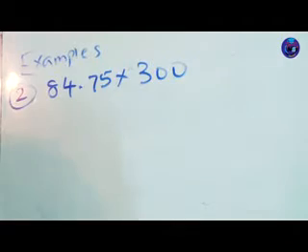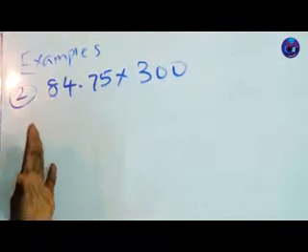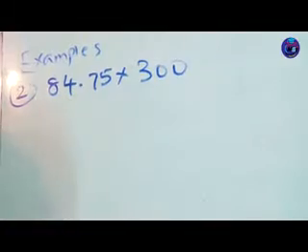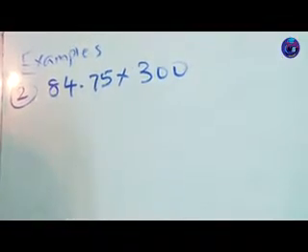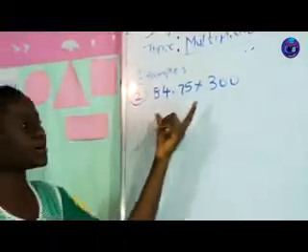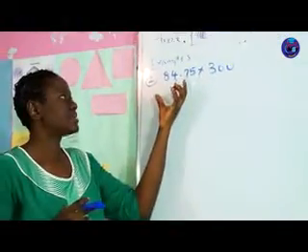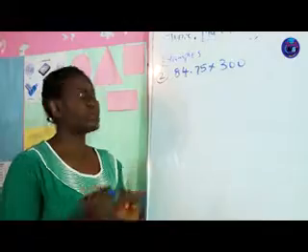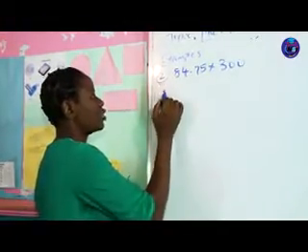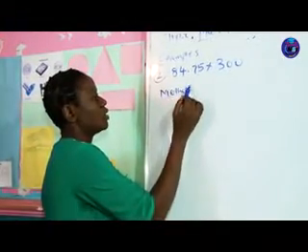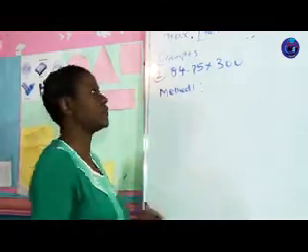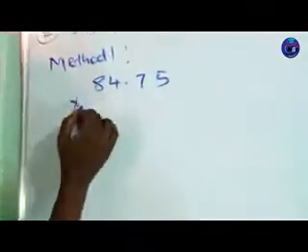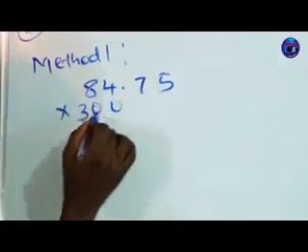84.75 times 300. The decimal point is this way. We could use two methods here. Remember, we are multiplying decimals by whole numbers. Now, we could use two methods like I said. In method 1, we could go directly. 84.75 times 300.